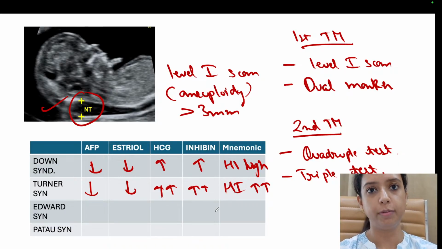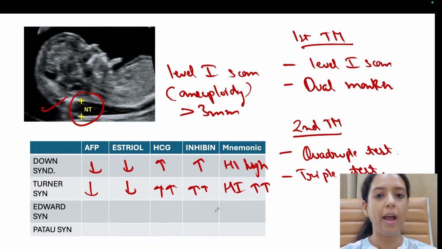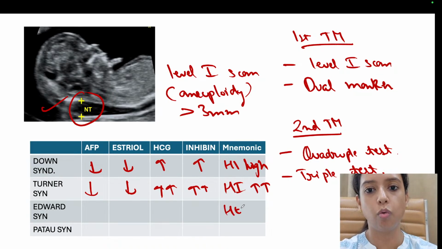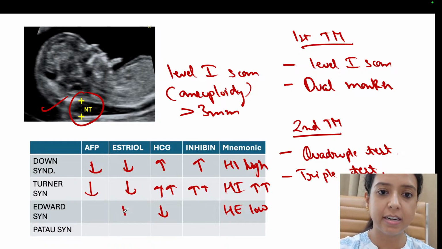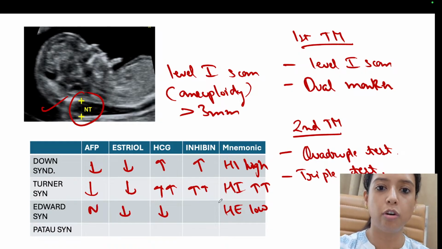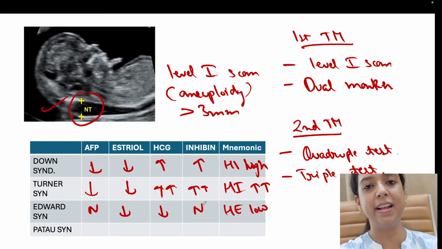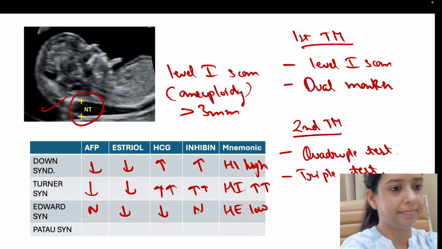What about Edwards syndrome? See, Edward is the name of a boy, isn't it? So what happened in Edwards syndrome is, because he is a boy, he is low. He is low, why? Because he is suffering from Edwards syndrome. So HCG is low, estradiol is low. The rest two are normal. HCG and estradiol are low, rest two are normal in Edwards syndrome.